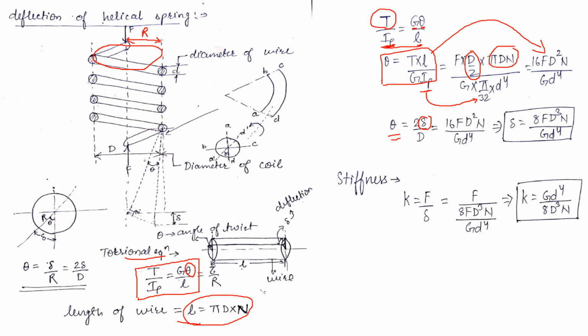Now, for calculating the deflection, we should know the angle of twist. With the help of the angle of twist, we calculate the deflection. Angle of twist is equal to 2 del upon d. From this, we get the deflection. Deflection is 8 F D cube N upon G d power 4.